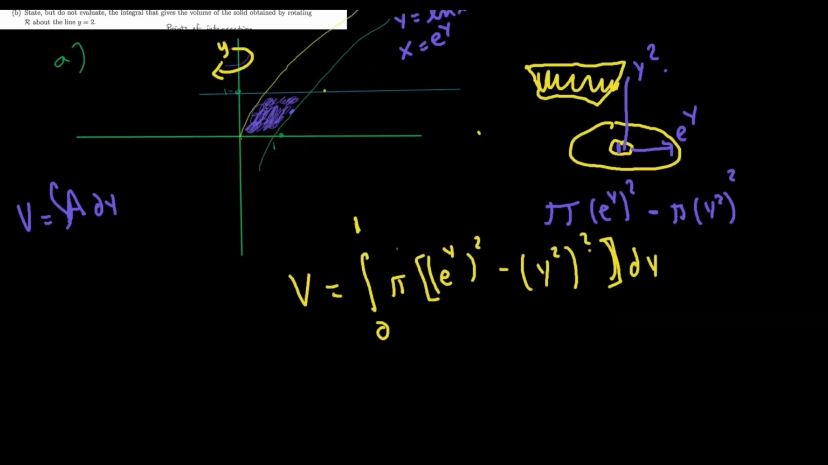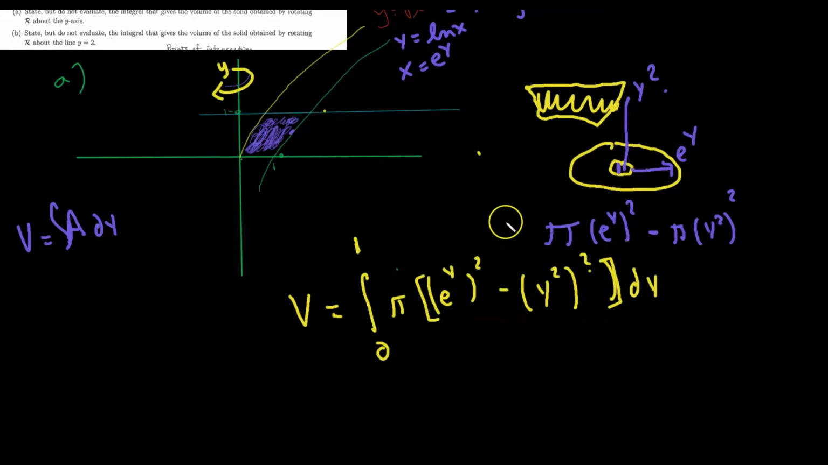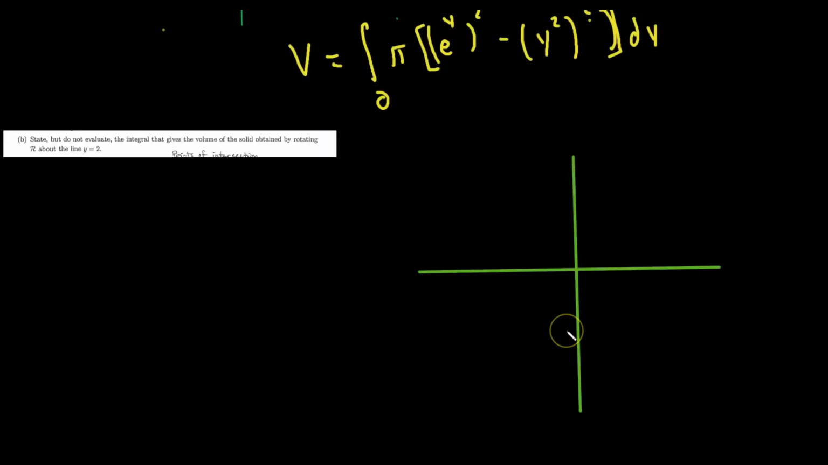So you just have to visualize, draw your graph, see what's going on. Take a thin section, figure out the area of that thin section, and just put it in an integral. All right, let's do part B. Part B is saying state, but do not evaluate the integral that gives the volume of the solid obtained by rotating about the line y equals 2.